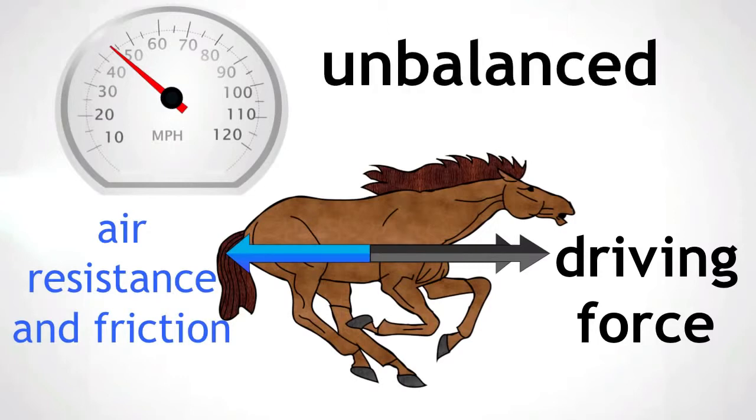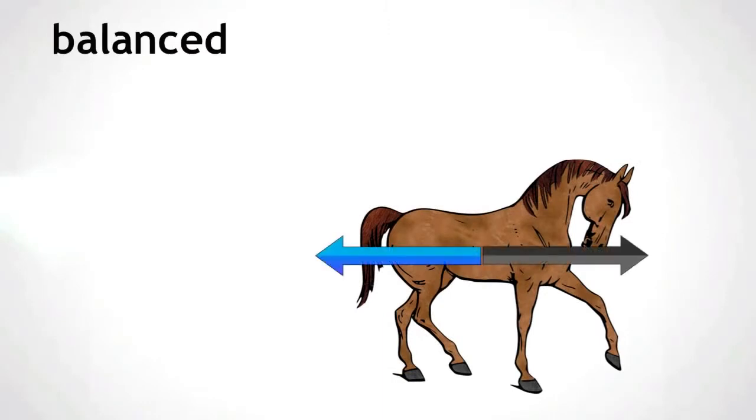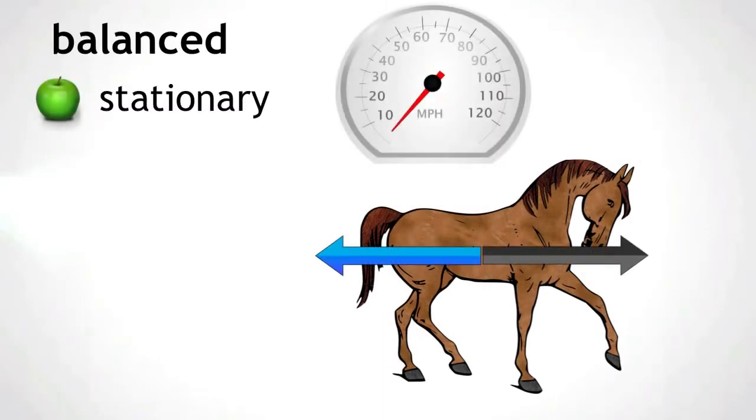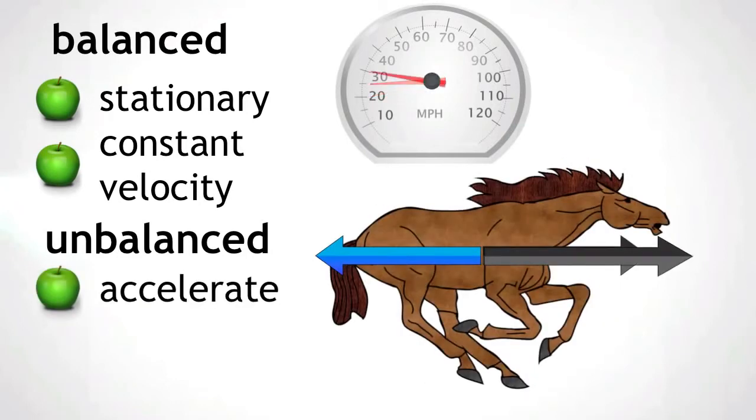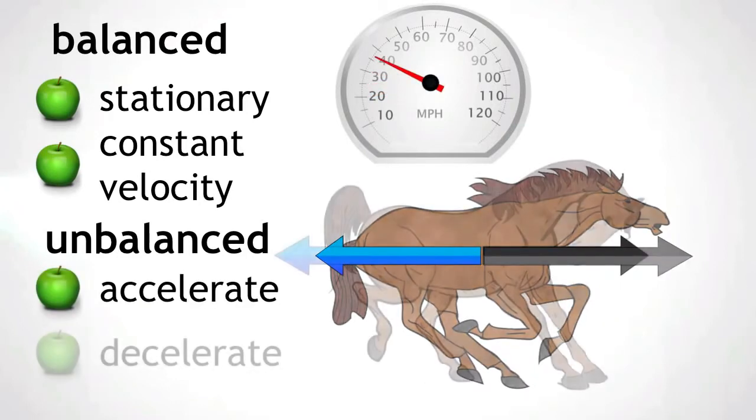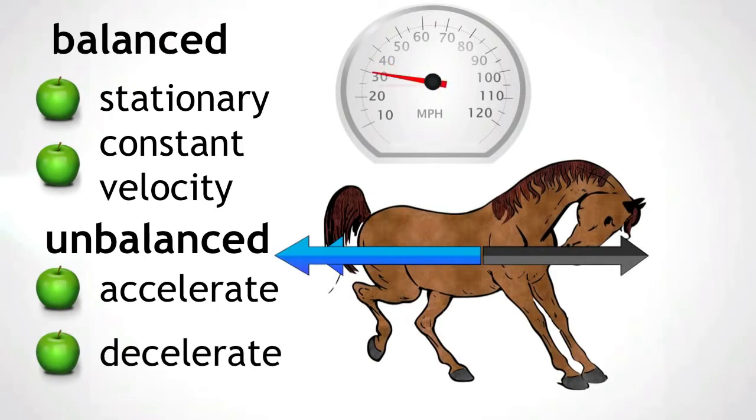So in summary, when the forces are balanced on an object, the object will either remain stationary or travel at a constant velocity. When the forces are unbalanced, the object will either accelerate, meaning an increasing velocity, or decelerate, meaning a decreasing velocity.